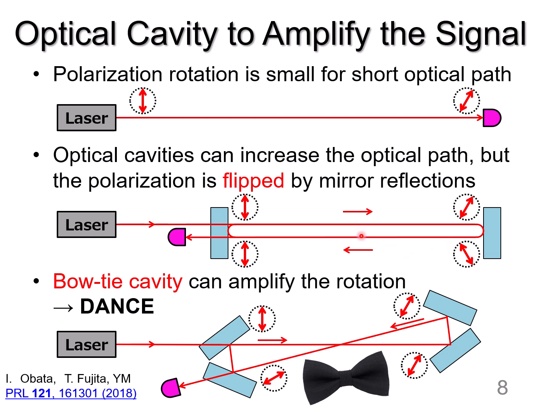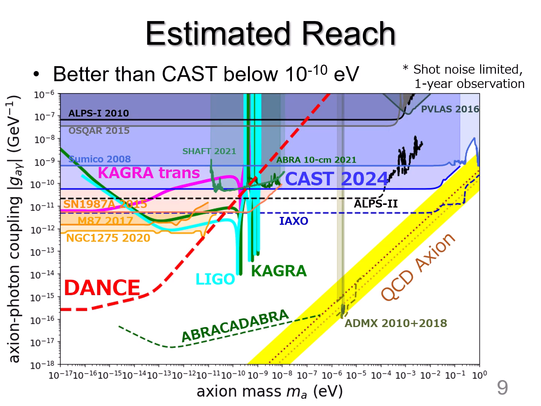So what we proposed is to use a bow tie cavity, which looks like this kind of bow tie shape. Now you have two reflections on each end, so it preserves parity, and this saves the polarization from flipping on mirror reflections. And with this, you can amplify the axion signal. We estimated the reach for this kind of experiment. If this cavity experiment is limited by shot noise, and you do a 1 year observation with a 10-meter DANCE cavity, you can search in this range. So you can actually improve the sensitivity compared with previous experiments.